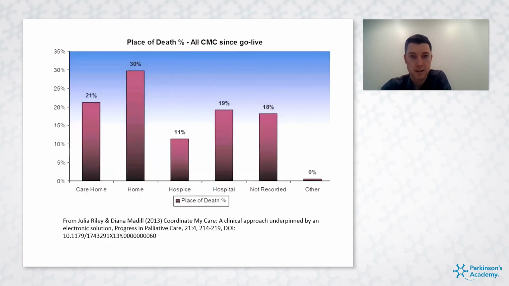And so, yeah, this is, again, looking at one of the studies they did looking at Coordinate My Care in London, and you can see that the home was the most common place of death. When we think about those national figures around hospital, significantly fewer numbers are dying in hospital compared to that over 40% national figure.